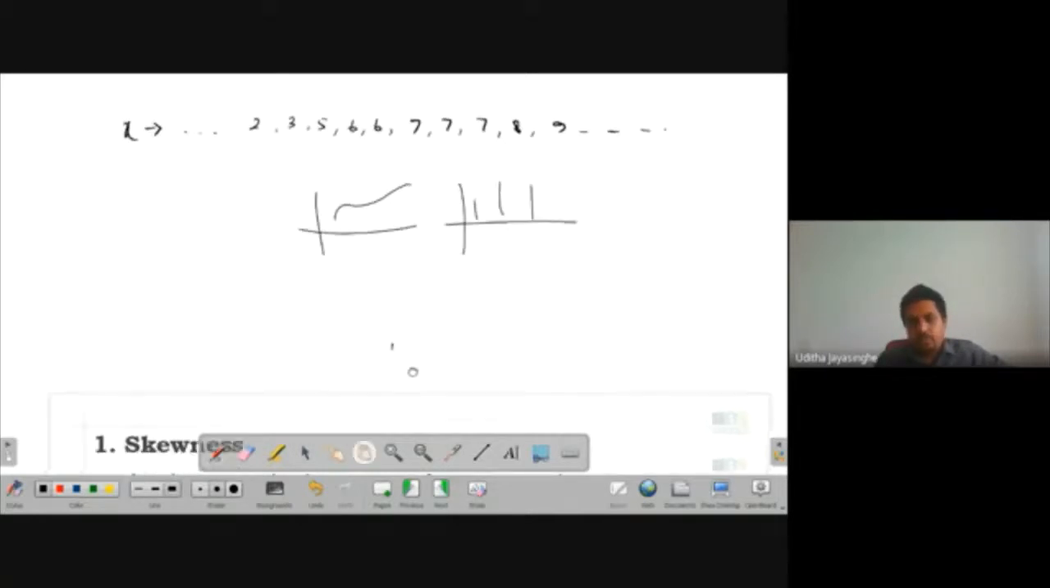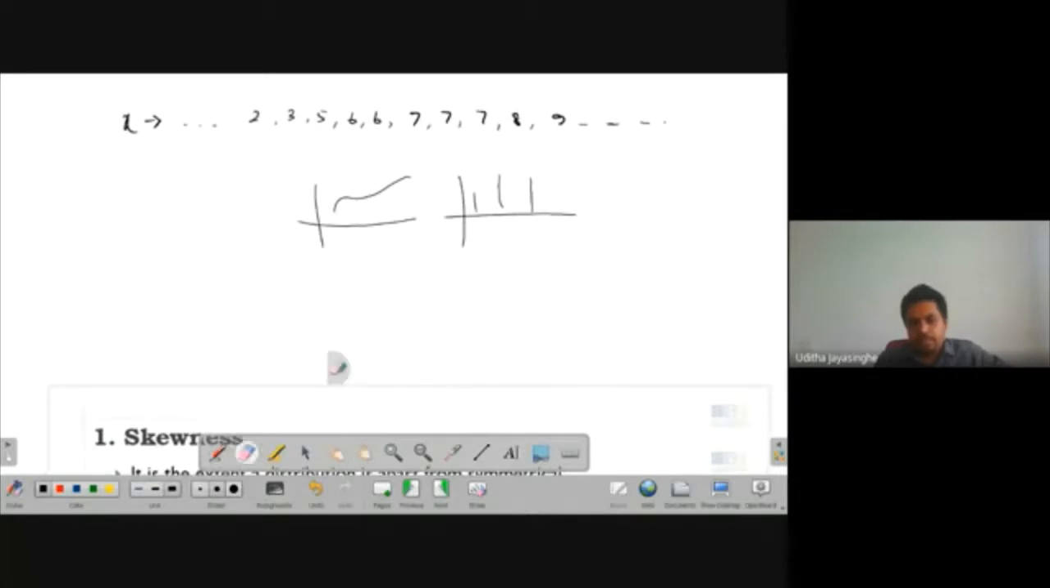What you call the normal distribution is nothing but, now you plot the frequency of this particular data.